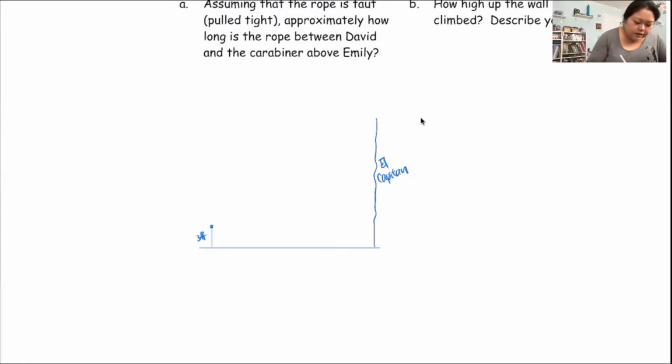So he is giving a rope going this way, and the piece of information we know is he makes about 55 degrees with the ground, and he's standing 20 feet away from the base of the wall. So assuming the rope is taut, approximately how long is the rope between David and the carabiner above Emily?